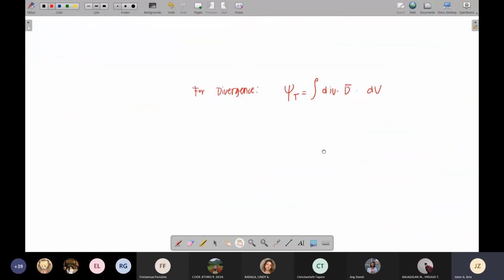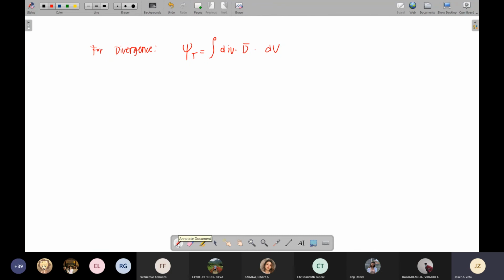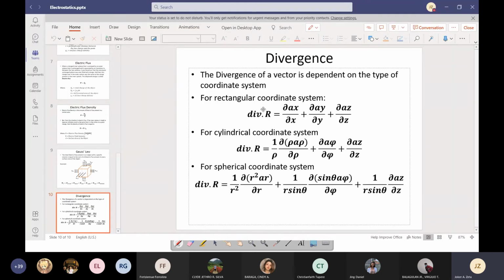So, the first process if we use divergence is solving the divergence of the electric flux density. But for rectangular, it's very easy, right? You don't have to worry about rectangular. It's straightforward: the partial derivative of the x component with respect to x, plus the partial derivative of the y component with respect to y, plus the partial derivative of the z component with respect to z.